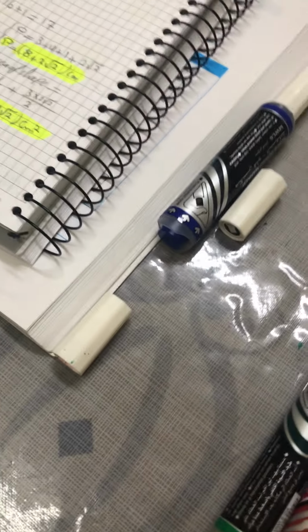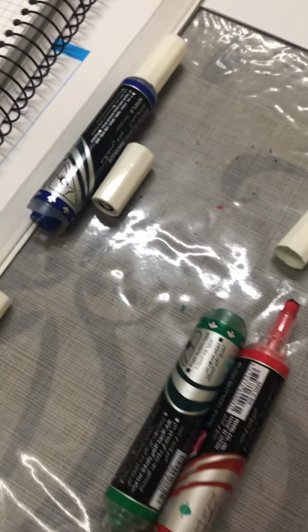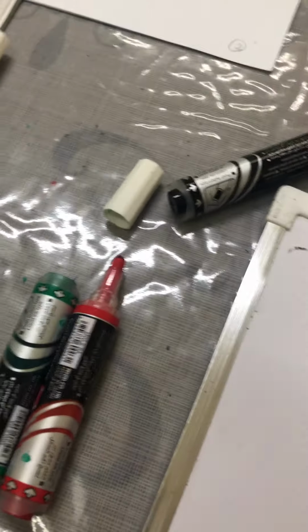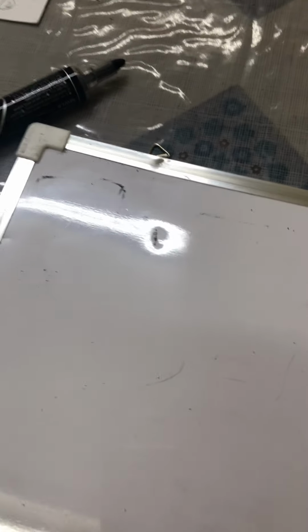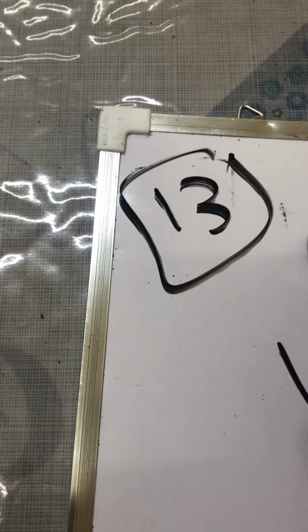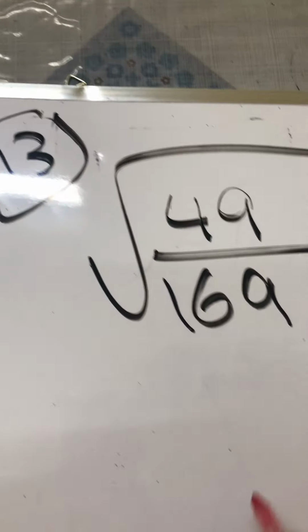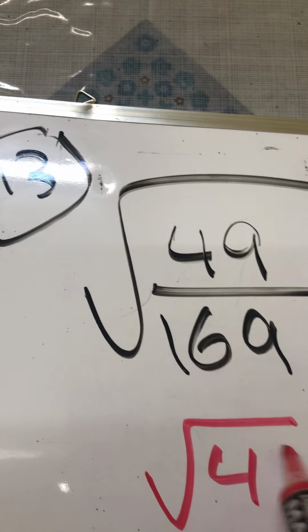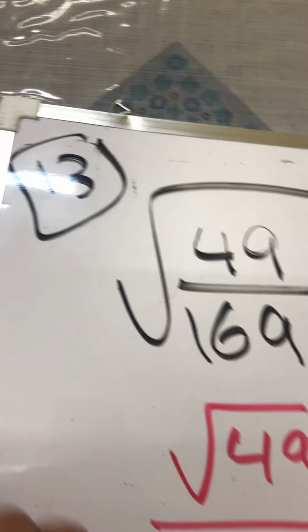The last problem from exercise 3 star. I want to solve number 13. Just simplify, but I have a fraction under the square root. Number 13. Simplify the square root of the fraction 49 over 169. Okay, that is to say, I'll take the square root of 49 over the square root of 169.